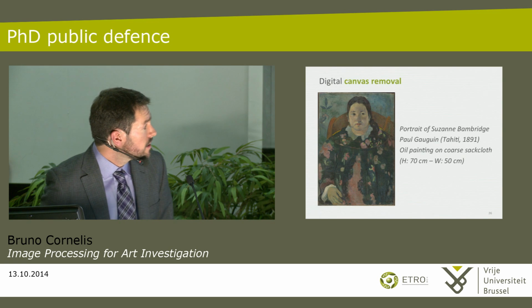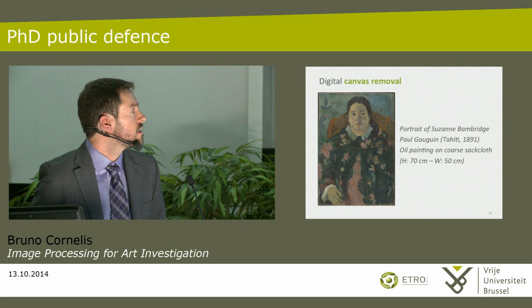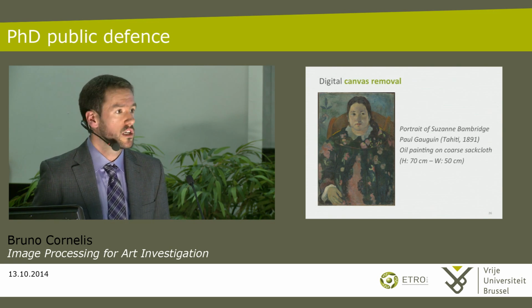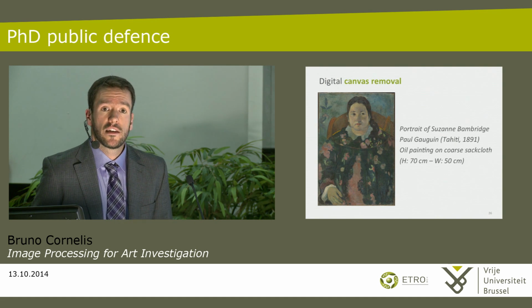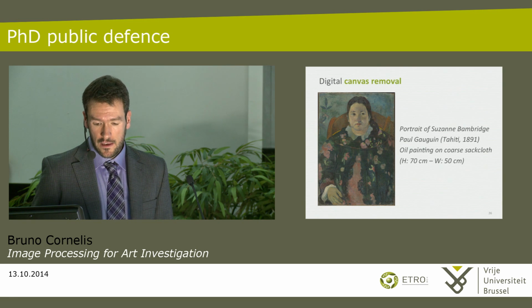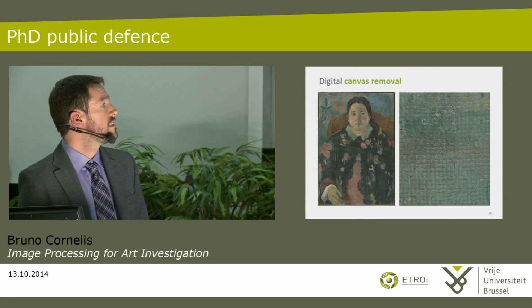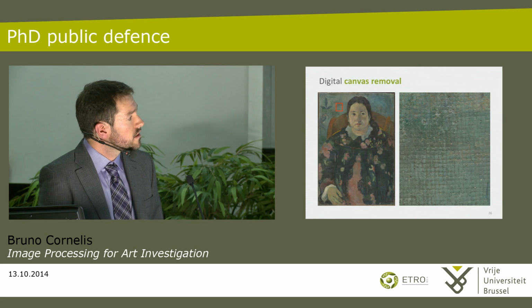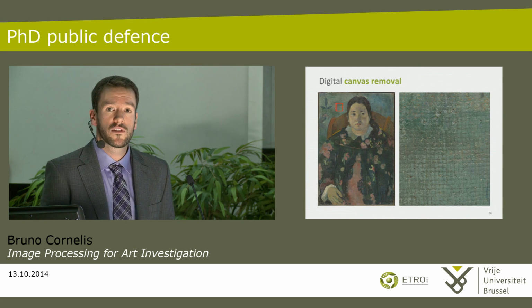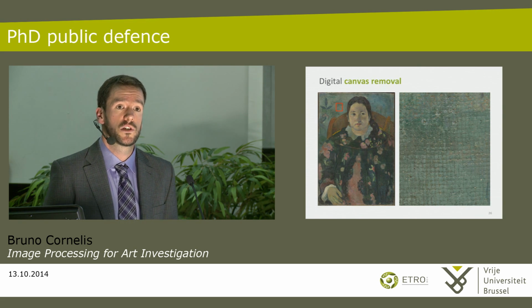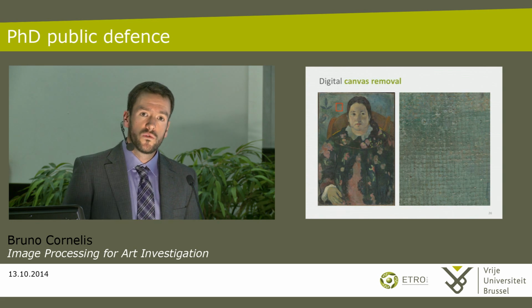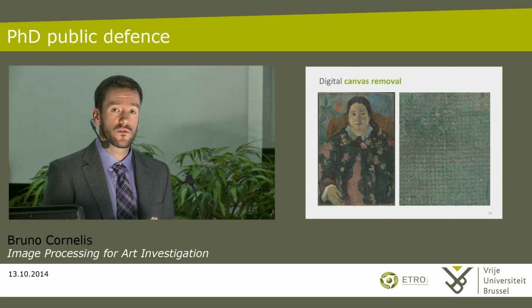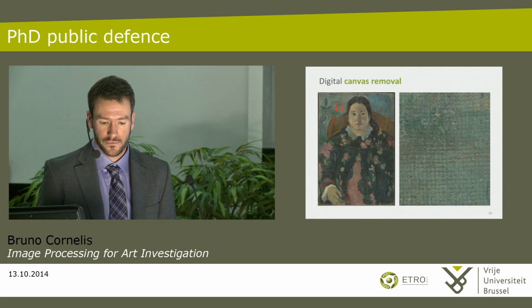And so the painting we studied most is called The Portrait of Susan Bambridge. It was painted by Paul Gauguin during his trip in Tahiti in 1891. And as you can see from this detail, it was painted on a very rough type of canvas, and the canvas becomes very prominent in these types of images. At one point, Etienne asked us if it was possible to remove this effect, to remove the canvas from the image of the painting.